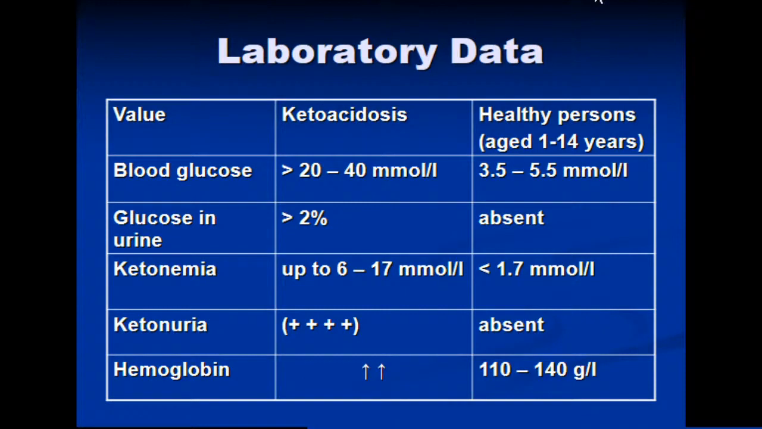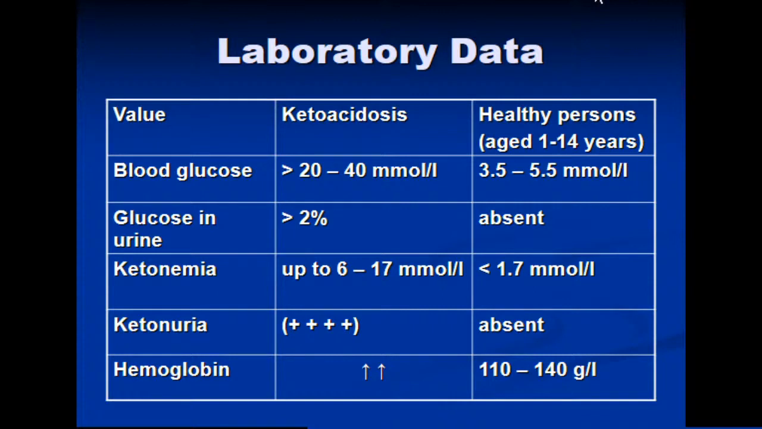Laboratory data: blood glucose more than 20, even more than 40 millimole per liter; normal level 3.5 to 5.5. Glucose in urine is normally absent, but in ketoacidosis more than 2%. Ketonemia up to 6 to 17 millimole per liter; normal less than 1.7. Ketonuria, sometimes classes 3 or 4; in normal, ketonuria is absent.